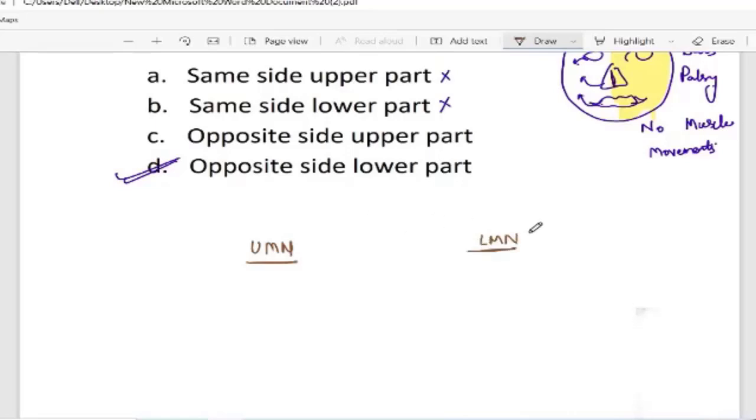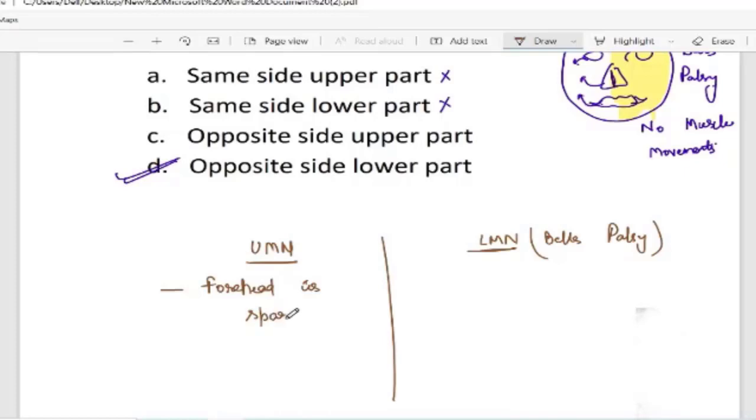Let's have a little idea about upper motor neuron lesion and lower motor neuron lesion. Since Bell's palsy is a lower motor neuron lesion palsy, what is the difference between upper motor neuron lesion and lower motor neuron lesion? In upper motor neuron lesion, forehead is spared. Why is forehead spared? Because in UMN lesion, there will be decussation of fibers from both the sides.